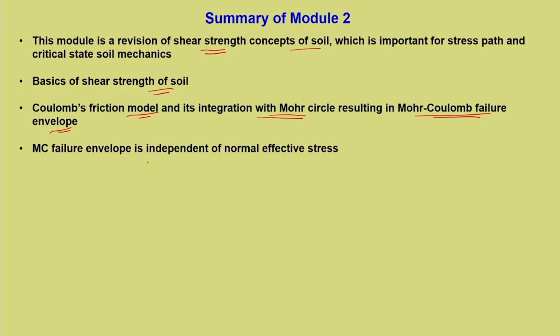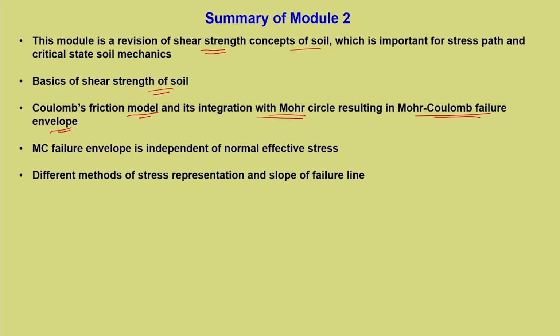And the MC failure envelope is independent of normal effective stress. I wanted to add this statement here so that you do not confuse this. What it means is that the failure envelope as a whole is linear with a constant slope. So whatever be the normal stress, this particular envelope is not going to change. And always Mohr-Coulomb is expressed in terms of effective stresses only. Different methods of stress representation and slope of failure line have been determined.